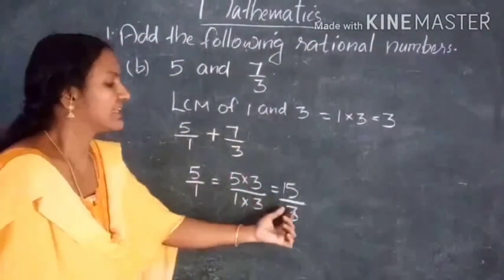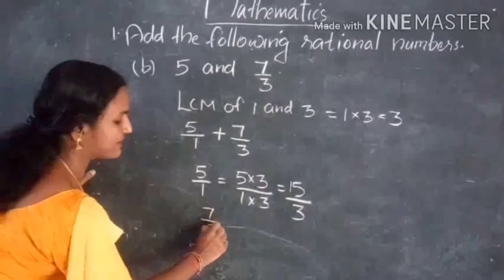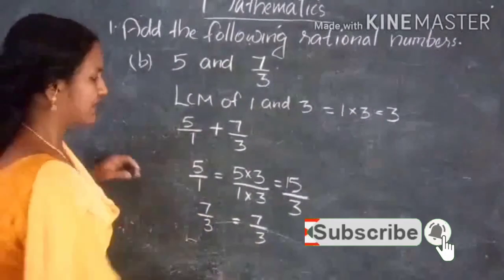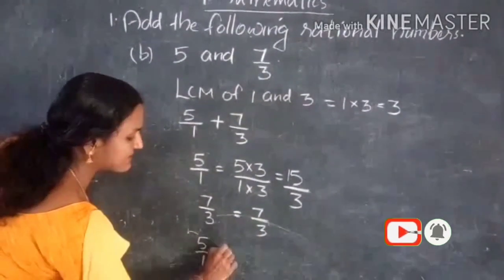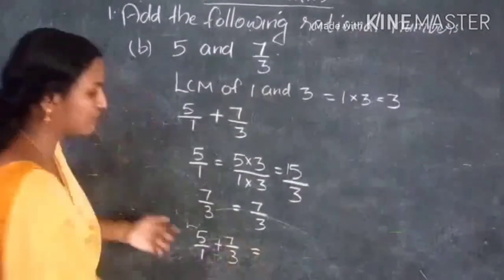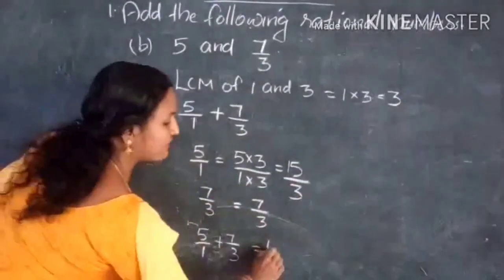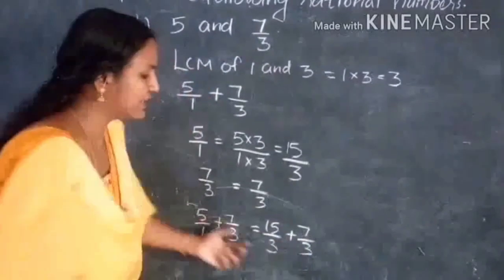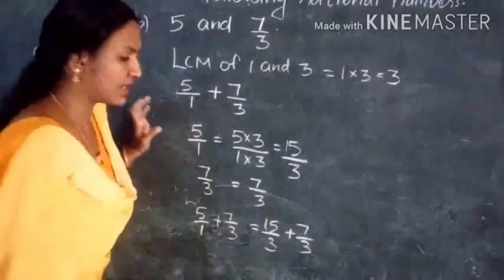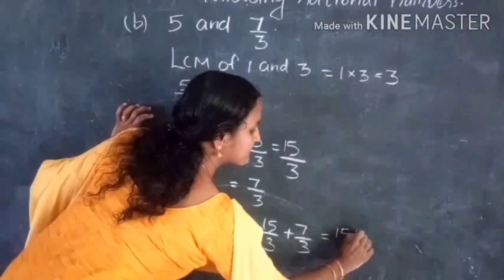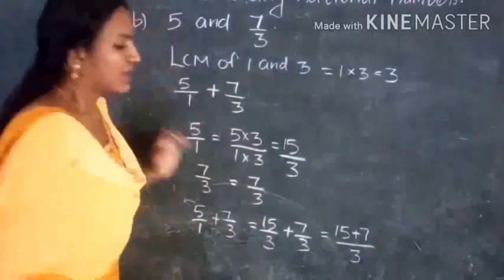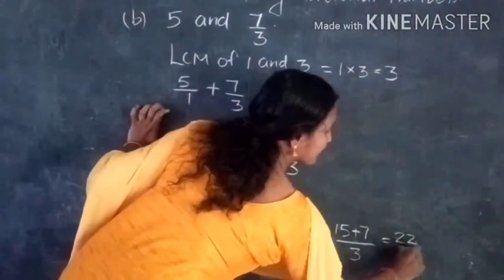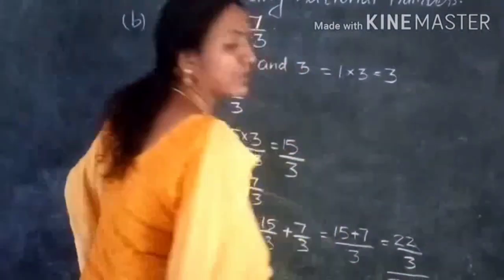7 by 3, here the denominator is 3, so we write the same number. 7 by 3 is equal to 7 by 3. The denominators are the same, then we add. 5 by 1 plus 7 by 3 is equal to 15 by 3 plus 7 by 3. Here the denominators are the same, so we add the numerators: 15 plus 7 all divided by 3. 15 plus 7 is equal to 22. 22 divided by 3. The answer is 22 divided by 3.